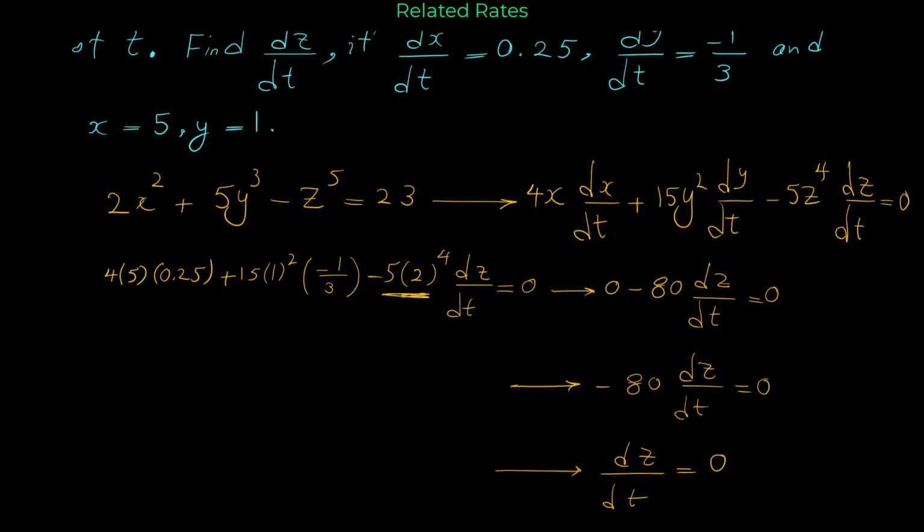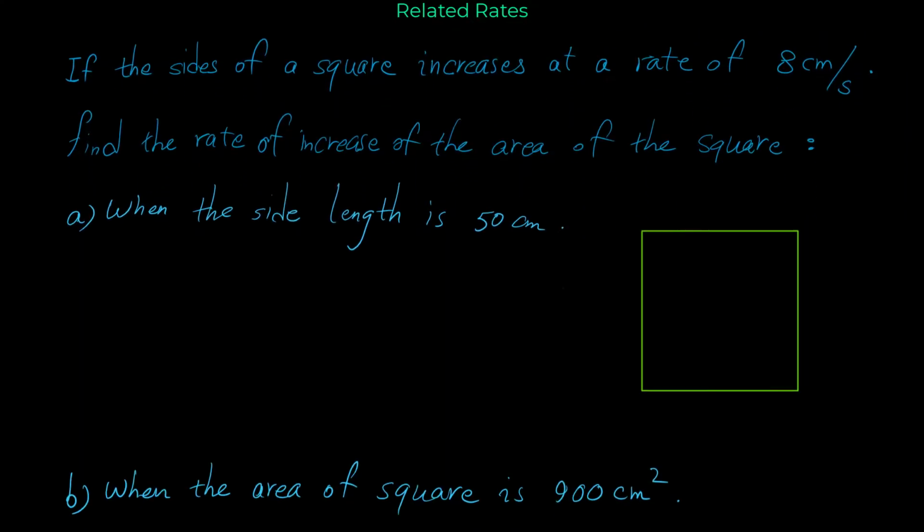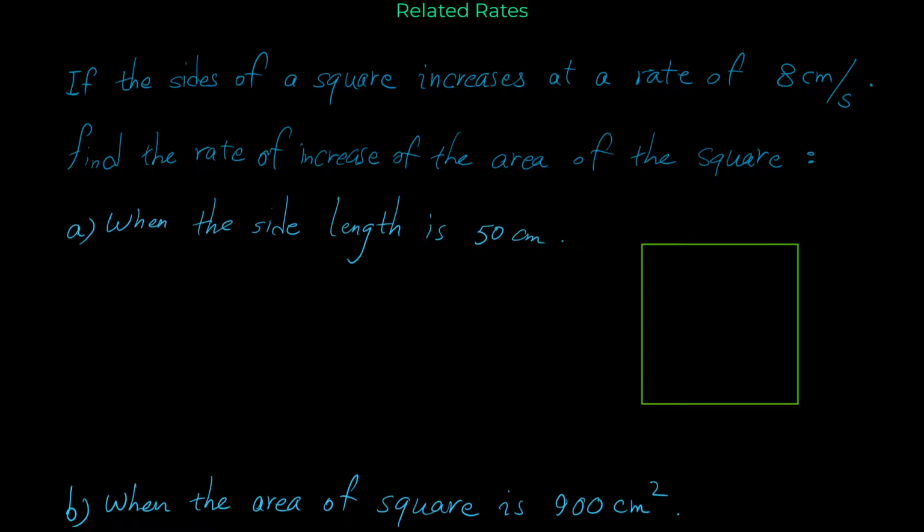But here we have a word problem. We have to make the equation from the given question. We have two things in this question: the sides of the square and the area of the square. We have to find a relation between the area and the side of the square. Let's suppose that the sides of the square are x. All the sides are the same, so each side is x.